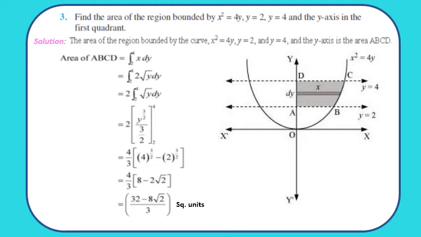We get integral 2 to 4 of 2 under root y. Why? Because x square equals 4y, so the value of x is 2 under root y. Integrating under root y, we get y power 3 by 2 upon 3 by 2 within the limit 2 to 4. Applying the limit, we get 4 by 3 into (8 minus 2 root 2), which on simplification gives (32 minus 8 root 2) upon 3 square units. Clear? So pause and note down the solution.